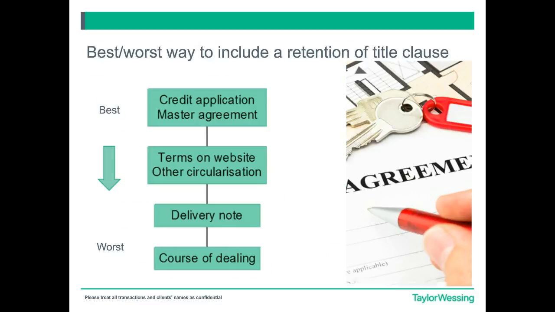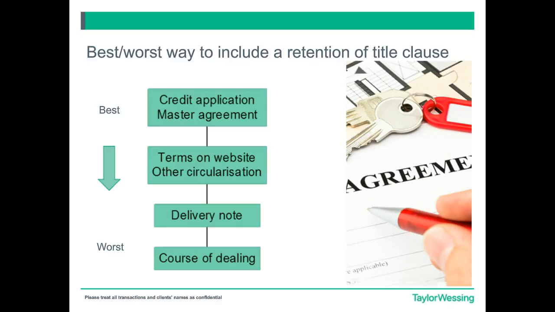So into the practicalities of this. I said in the last slide that a key aspect of the retention of title claim is that the retention of title clause, the wording, is part of the contract between the buyer and the seller. It's not something which can be agreed afterwards. It's something which has to be agreed up front. And so on this slide there are 4 ways in which that can happen, from top to bottom, best to worst.